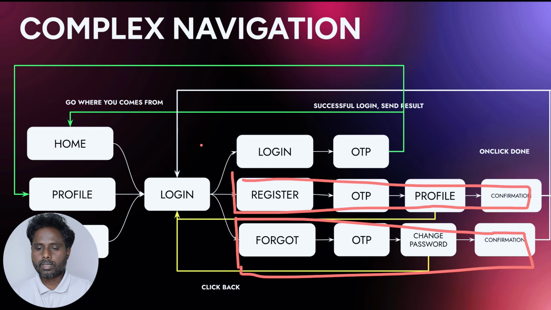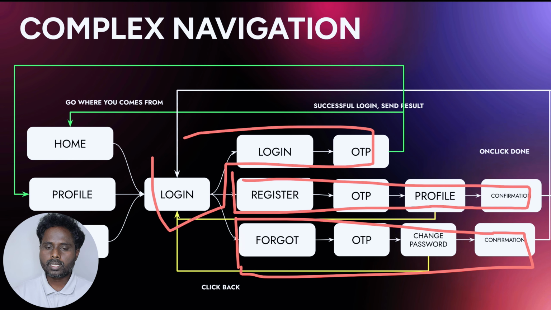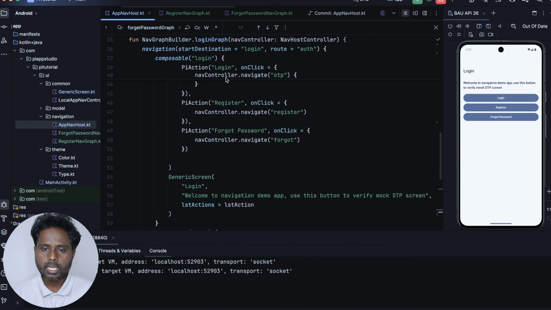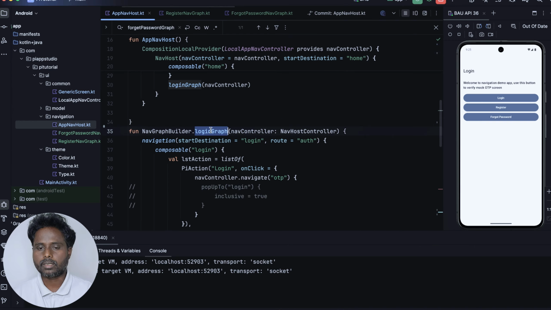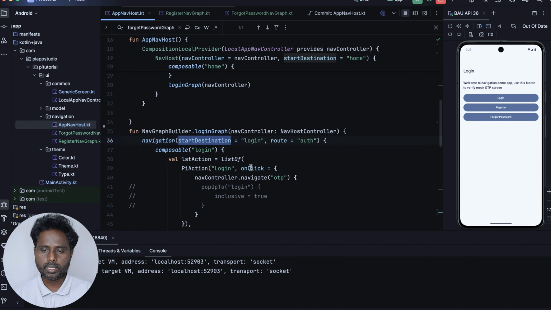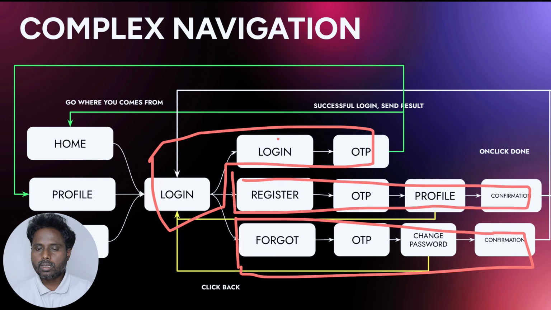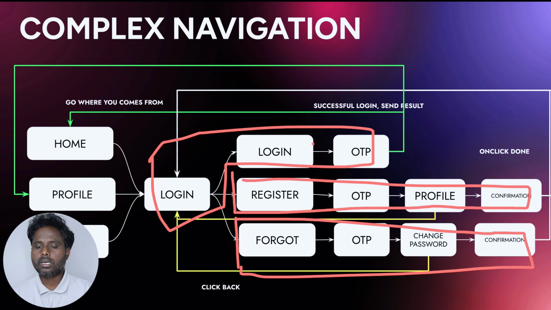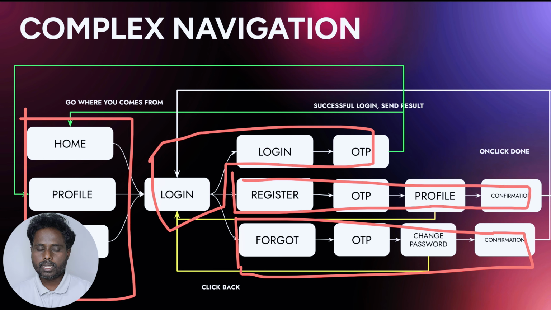Okay, and then I have this one, the login page. The login page is a combination of two screens. One is the main screen, another one is the OTP verification screen, right? So for that, I have a login graph as my nested navigation graph, and the starting screen is the login screen, which is the one displayed here, and its route ID is auth. This particular nested graph's route ID is just auth. So these are the nested graphs, and these come under the main graph. So that's the way I developed it.